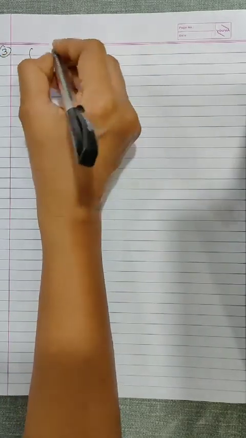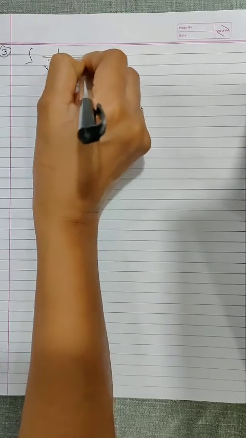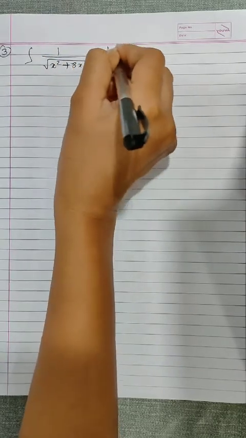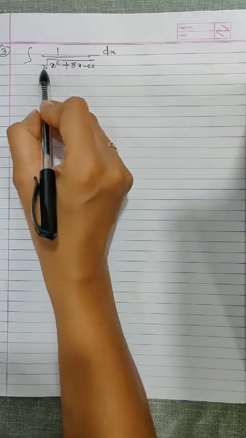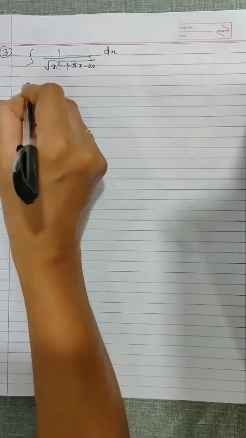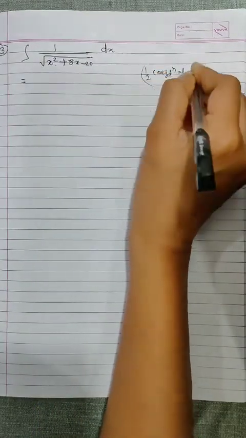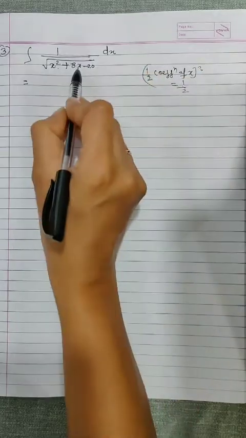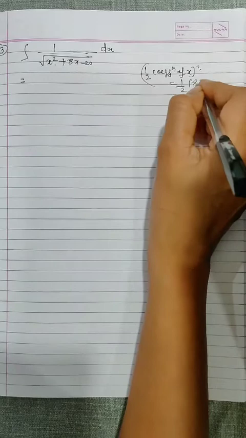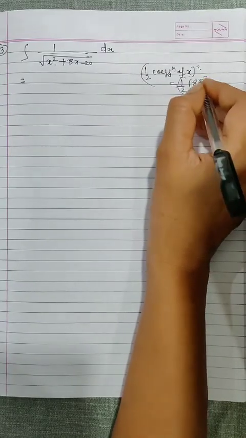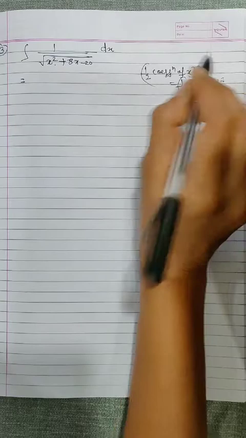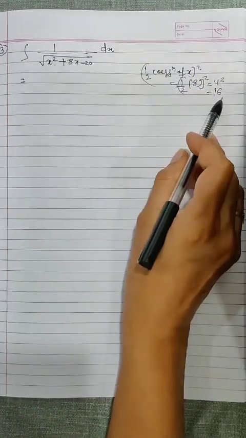Now next example, students. Example number 3. Okay. Now suppose we have integration 1 upon under root x square plus 8x minus 20 dx. Now it is a quadratic equation as well as under root. Okay. Now here students, we will take half the coefficient of x and its square. So half. What is the coefficient of x here? 8. 8 and its square. 8 by 2 means 4. 4 square means 16. So in this term we have to add 16 and subtract 16.